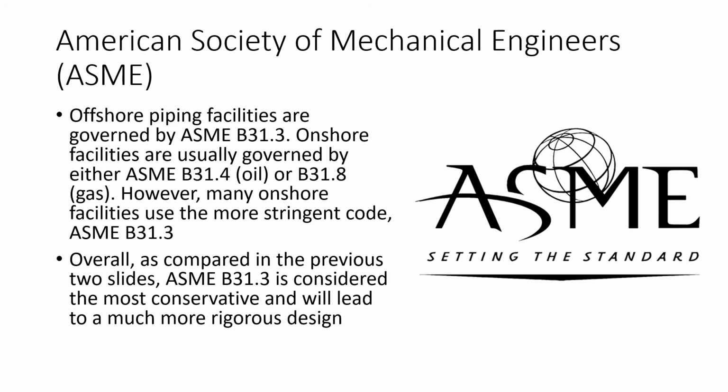Offshore piping facilities are governed by ASME B31.3. Onshore facilities are usually governed by either ASME B31.4 for oil or B31.8 for gas. However, many onshore facilities use the more stringent code ASME B31.3. Overall, as compared in the previous two slides, ASME B31.3 is considered the most conservative and will lead to a much more rigorous design.